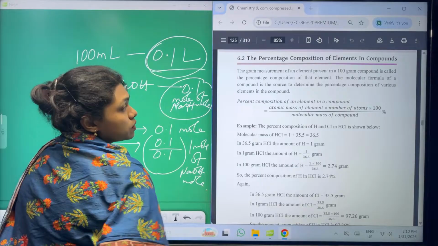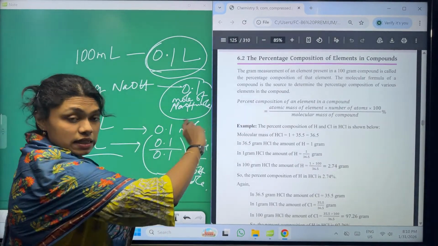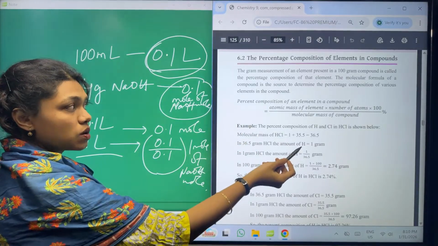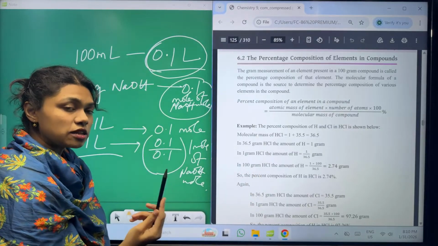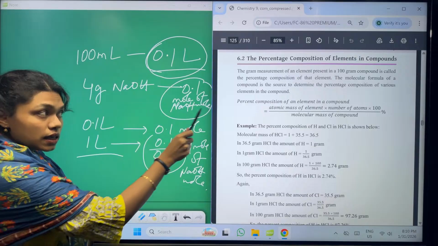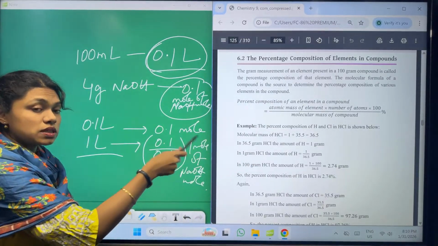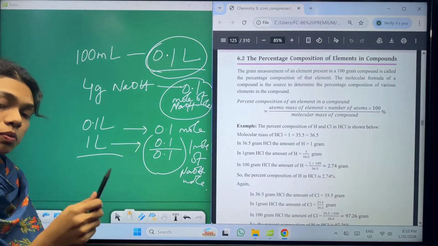So today we are going to calculate the percentage composition of elements in compounds. Now you have the formula right here. The percentage composition of element in a compound is the atomic mass of that element that you get from where? The periodic table, okay. So what is the atomic mass? The atomic mass here that we are going to use is actually the mass of 1 mole of that atom that we derive from the periodic table.